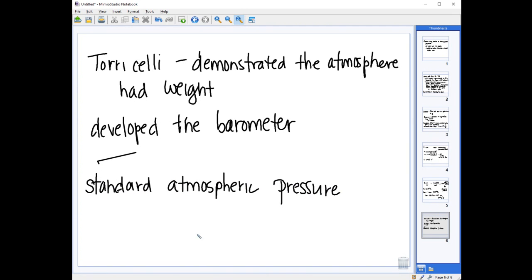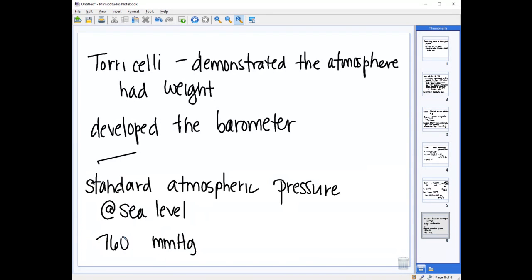Okay. So we developed this notion of standard atmospheric pressure. This is the typical pressure at sea level. So again, we're measuring at sea level. That is what all of our measurements correspond to. And this is the pressure that is significant enough to support the column that is 760 millimeters of mercury high.